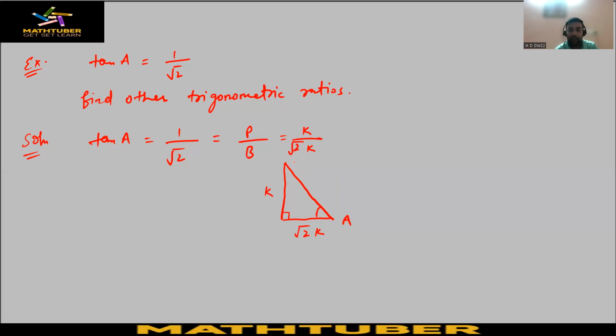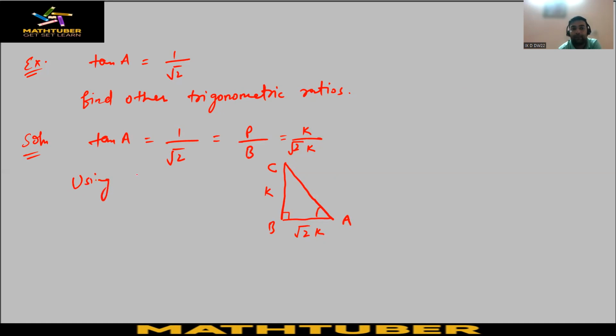Because the ratio is always in the simplest form, and we don't know what the common factor of these two numbers in the numerator and denominator is. And because we don't know that common factor, we have to multiply both numerator and denominator by K, and K acts as a common factor here. So now you have two sides of the triangle. By using Pythagoras theorem, you can find out the third side of this triangle ABC.